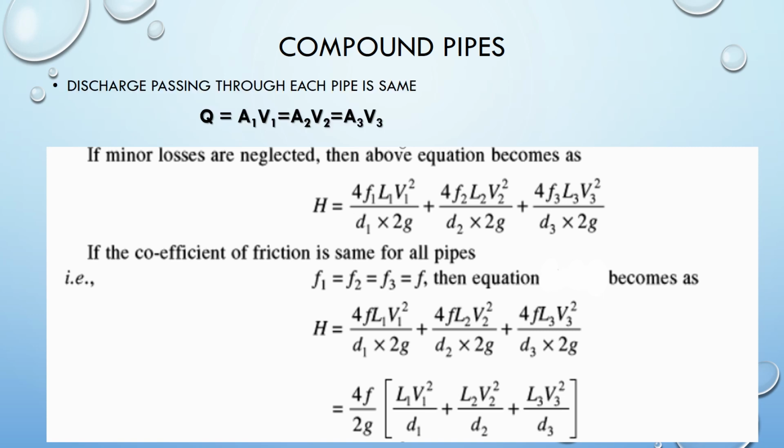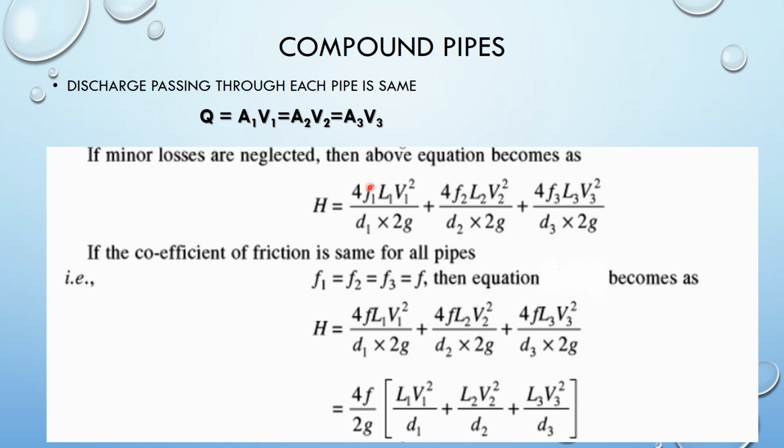Now, the important thing to note in the compounding of pipes, or pipes in series, is that the discharge through each pipe will be the same. So we can write Q is equal to A1 V1, that is discharge through the first pipe, which is equal to A2 V2, discharge through the second pipe, which is equal to A3 V3, the discharge through the third pipe if there are three pipes. It can be two or more pipes.